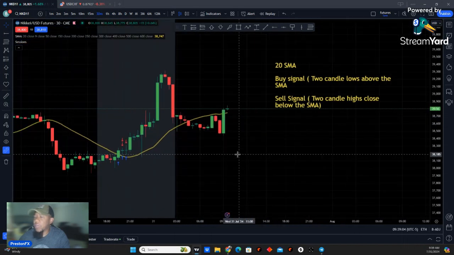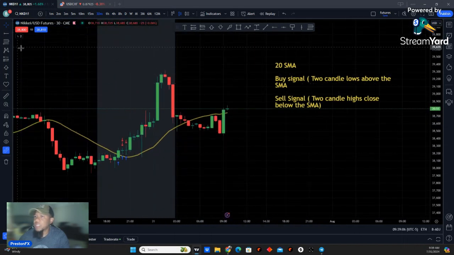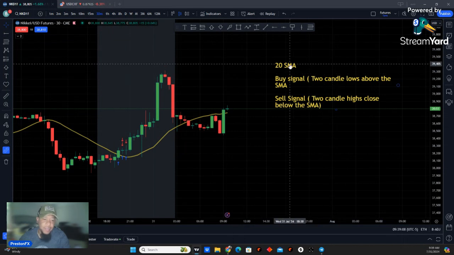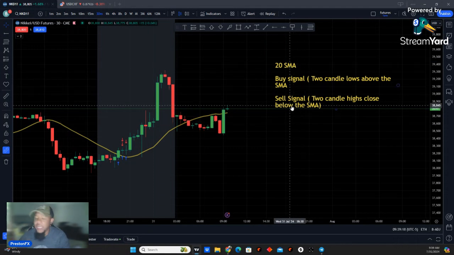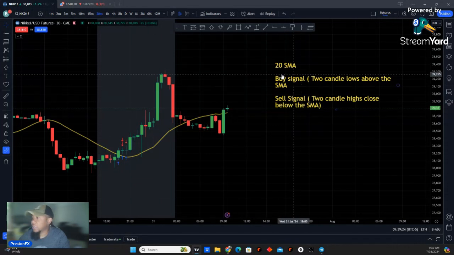All right, so if you look right here, let's move this out of the way. 20 SMA, EMA, SMA. I use the SMA because it's slower to me, and on the higher time frames it gives a better price action bias. And keep in mind, all indicators are lagging indicators. They just go off of what's happened already on the price.